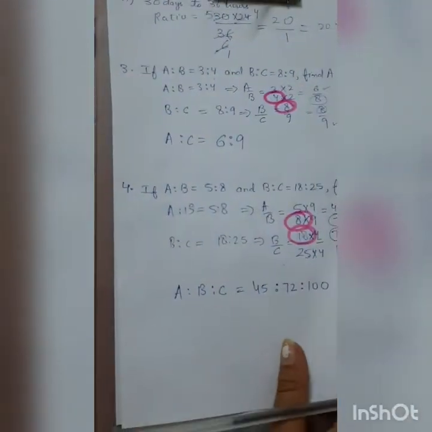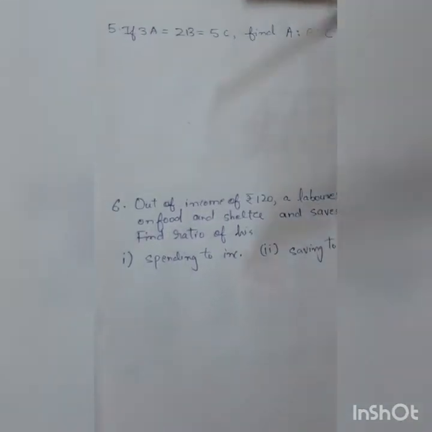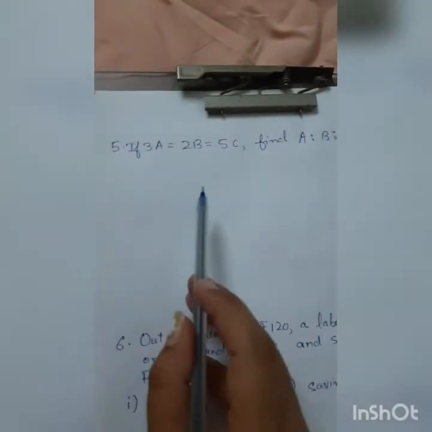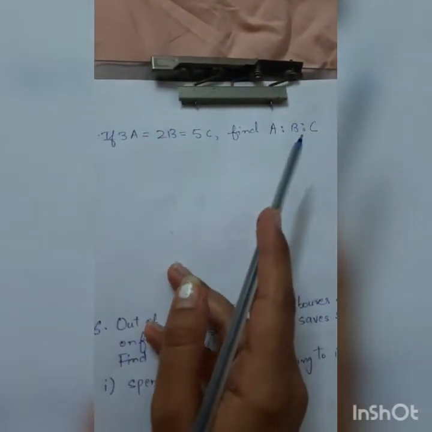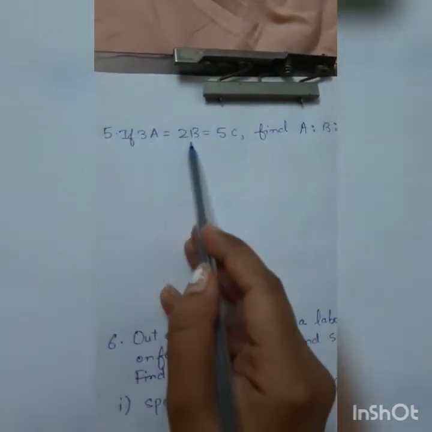So students, you will do till question number whatever I am solving, you have to figure it out, OK? And the remaining, you know what homework is going to be there. Let me do question number 5. If 3a is equal to 2b is equal to 5c, find a is to b is to c. Students, in this they are saying these 3 are equal.